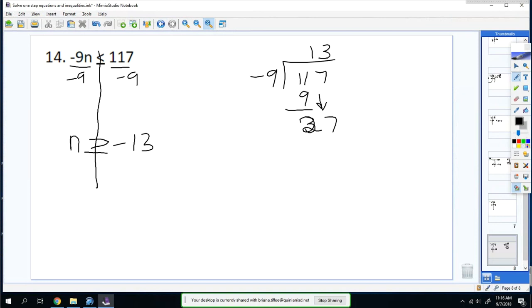If I wanted to plot this on a number line, you can. So you would have your number line. Let's say this is negative 10, negative 11, negative 12, negative 13.